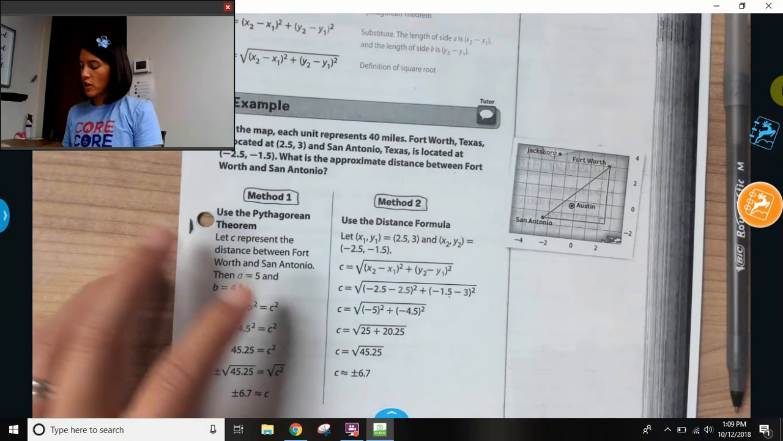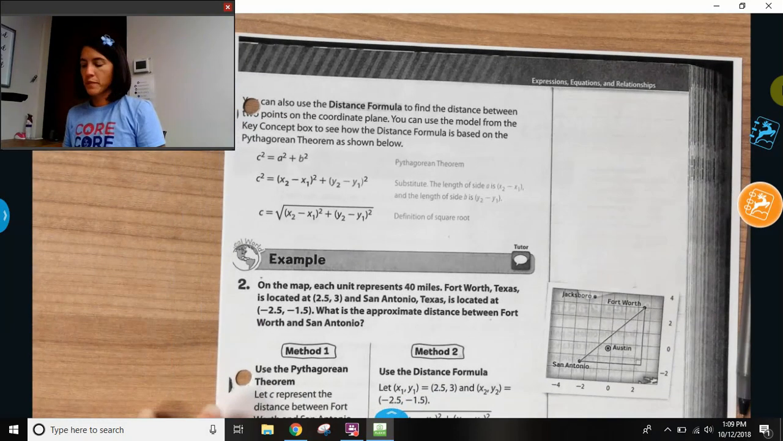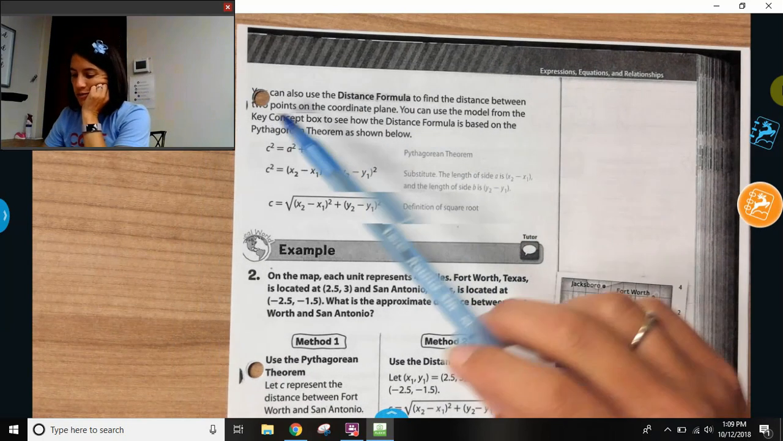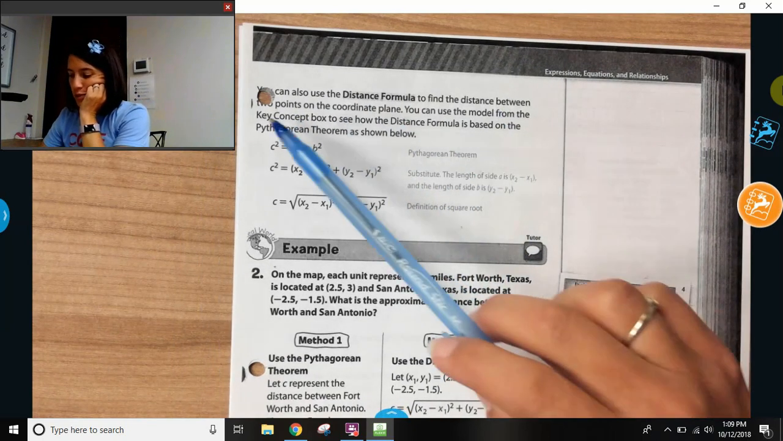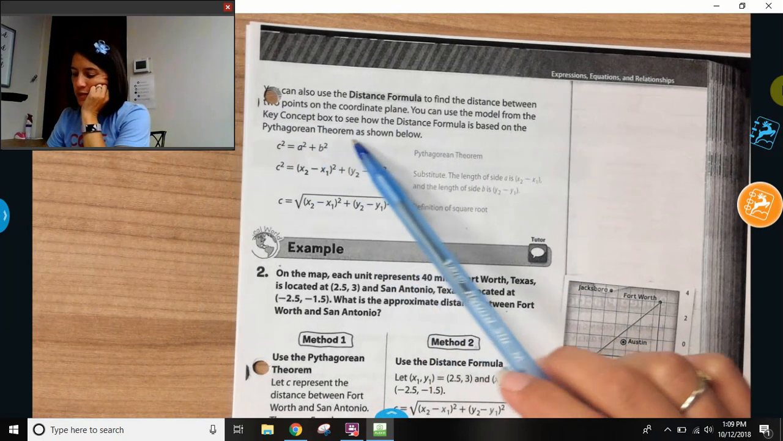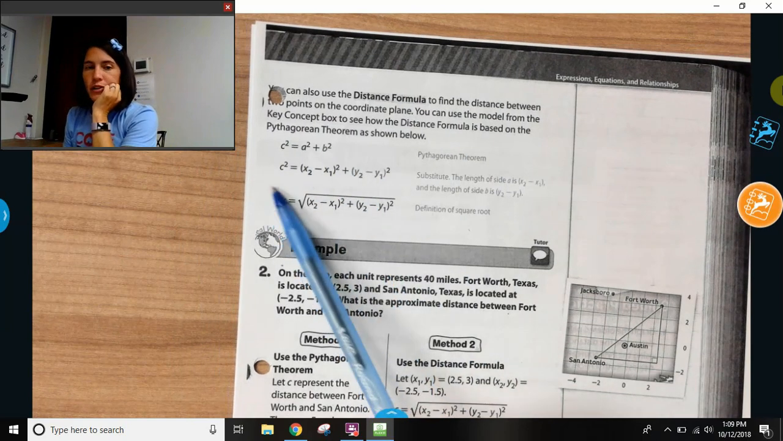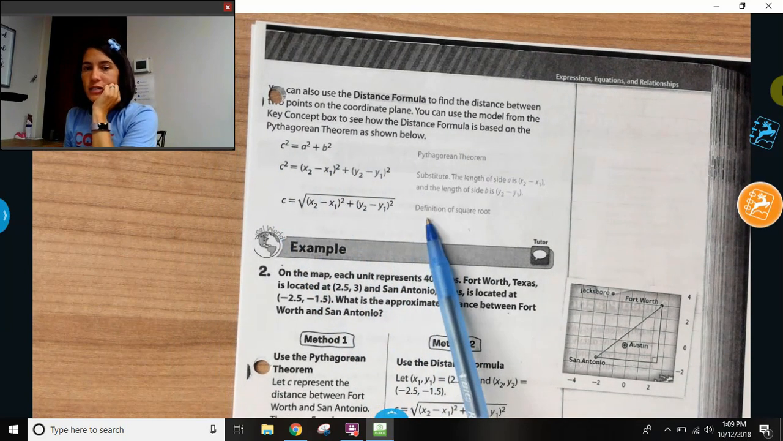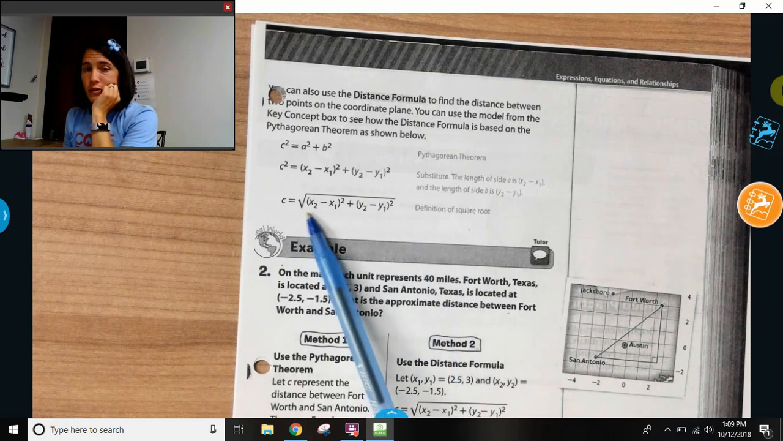All right, so the next page, top of 383. Sorry, I hole punched. And it gives it to you between 2 points. Up here it shows you how the Pythagorean theorem relates to the definition of the distance formula.